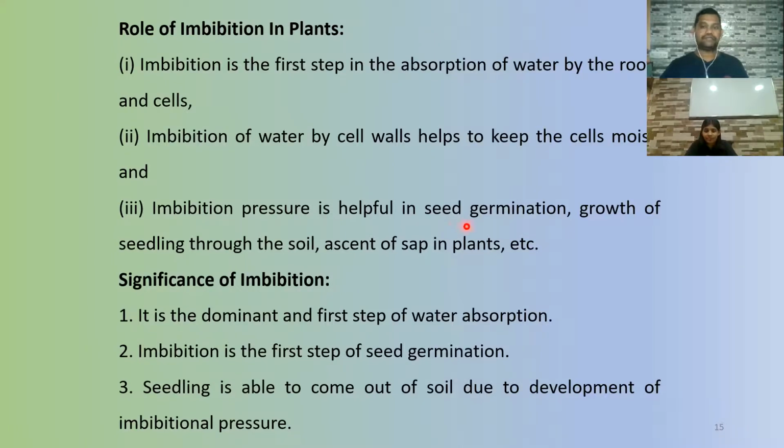It is also helpful for seed germination, as we saw. When the seed germinates, there will be a small seedling coming out through the soil. Once the seedling becomes a sapling, there will be a translocation of sap in the plants, the conduction of water with the dissolved minerals. For all that, imbibition is necessary. It is the dominant and first step of even seed germination, and the seedling is able to come out of the soil due to the development of imbibitional pressure.